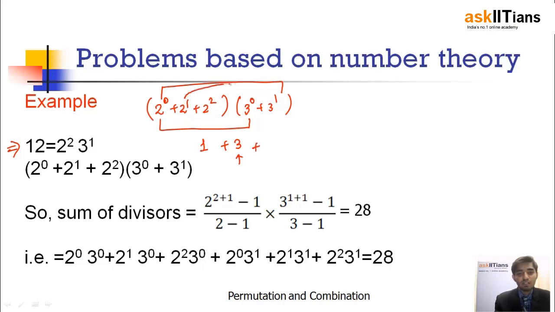If 2 power 1 is getting multiplied by 3 power 0, that is 2, which is again one of the divisors. So whenever two terms of these brackets get multiplied, you get one divisor. So if you multiply these two brackets, basically you will get the sum of all the divisors.